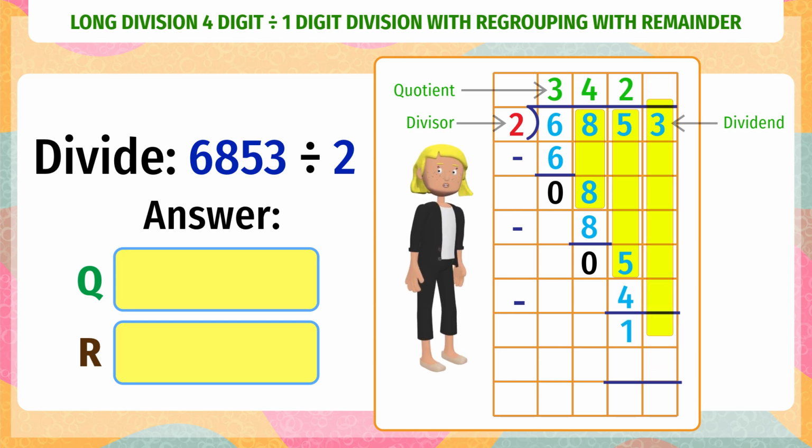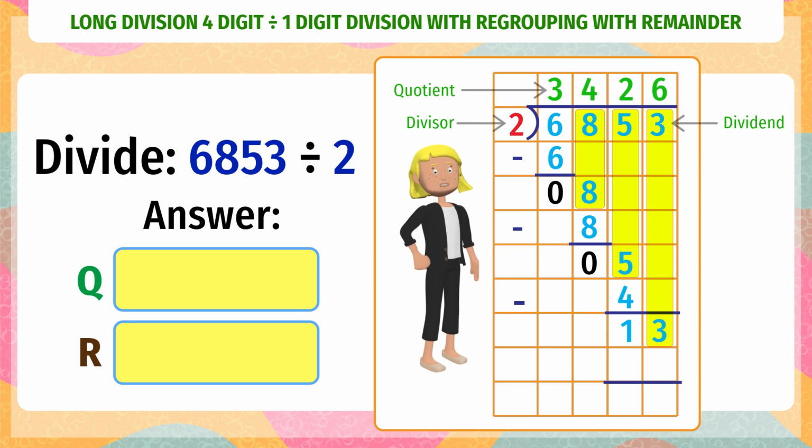Next digit of dividend, 3. 13 divided by 2 is 6. Write 6 in quotient space. Write 2 into 6, 12 below 13 of the dividend. Subtract 13 minus 12 to get 1.